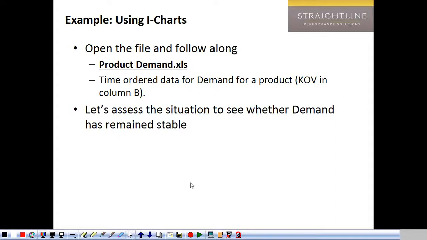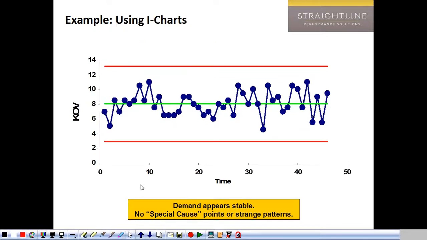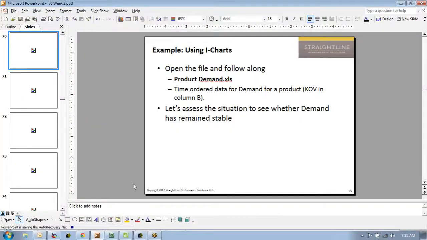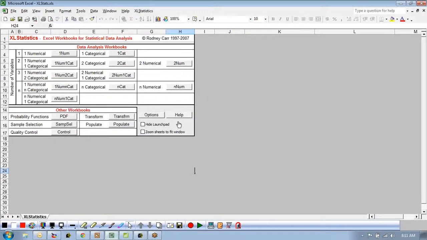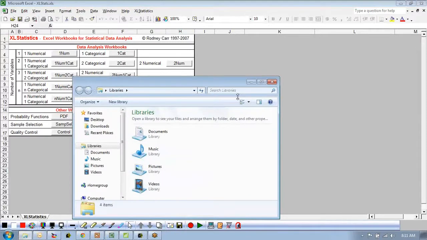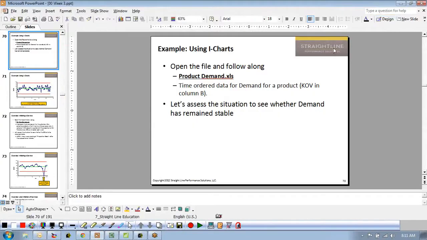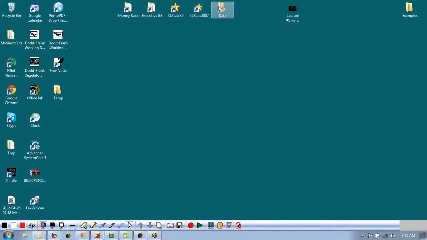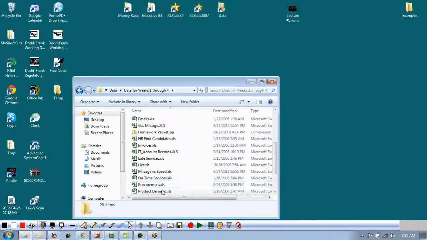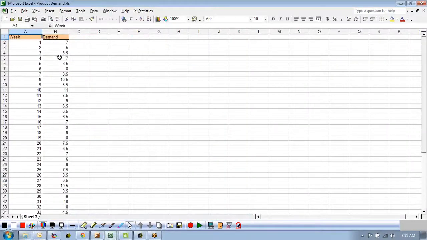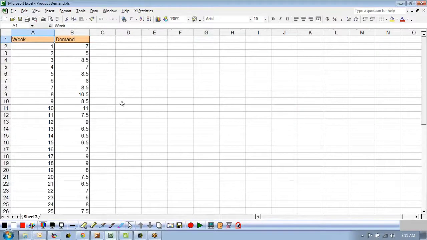All right, so let's do this in Excel statistics. First thing I need to do is open up the file. I've got Excel statistics open right here, but I need to open up my data file, which I thought I had open, but apparently I don't. Okay, which is called product demand. Now you should recognize this, seen this before. Okay, here we go. So let's do it in Excel statistics first.